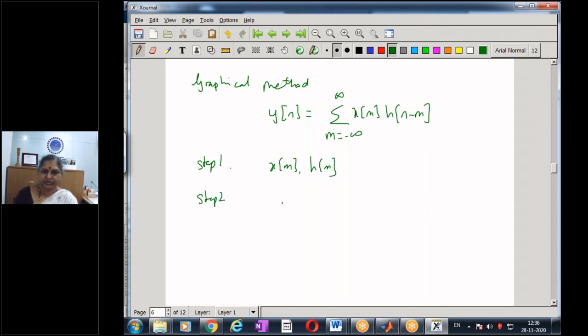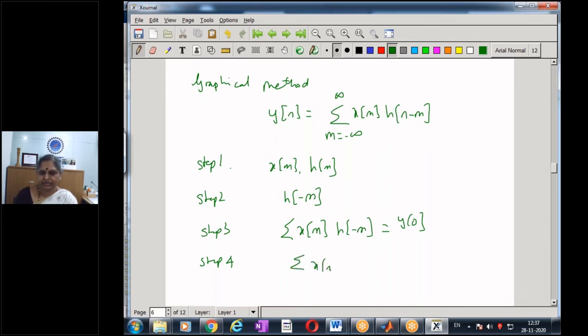Second step, we sketch h of minus m. Step 3, we compute the product, sigma x of m h of minus m. So when n equal to 0, this is sigma x of m h of minus m, and when I evaluate this summation, I get y of 0. Next, to compute y of 1, I put n equal to 1, and I have to evaluate the summation x of m h of 1 minus m, and that is going to give me y of 1.